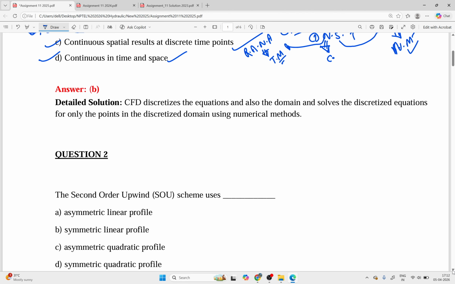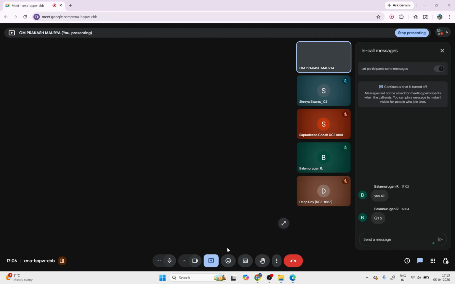Okay, so let me just read the detailed solution. What is written here? The CFD discretizes the equation and also the domain. Domain discretization means meshing. Discretizing the equation means you are going to convert your partial differential equation into algebraic equations and solve the discretized equation only for the points in the discretized domain using numerical methods. So everything is written here in very short form, and I have already told you. Now, if anyone has any doubt, let me go to the interaction.